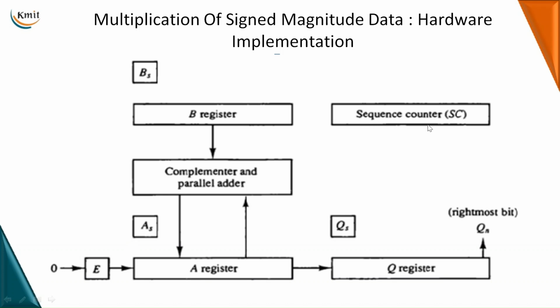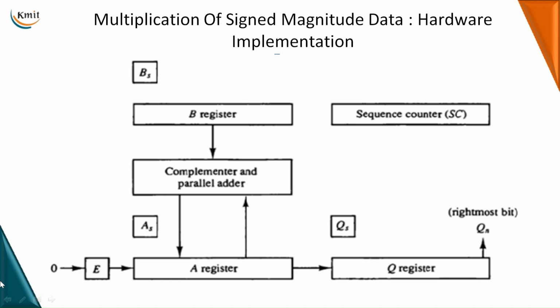And we also have a sequence counter. As we know, the multiplication process can also be seen as a sequence of additions. If you look at the hardware implementation, we don't have any multiplication hardware internally present. So we perform multiplication with the help of a sequence of addition operations using a parallel adder. So we need a sequence counter. This sequence counter is initialized to a value equal to the number of bits of your multiplier. So if my multiplier contains 4 bits, the sequence counter is initialized to a value 4.